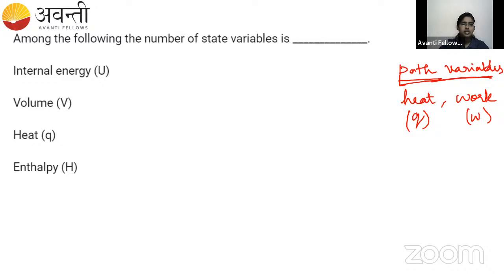So internal energy is a state function, volume is a state function, and enthalpy is a state function, but heat is a path function. So the total number of state functions or state variables is 3. Okay, the answer is 3. Good, let's move on to one more thing.